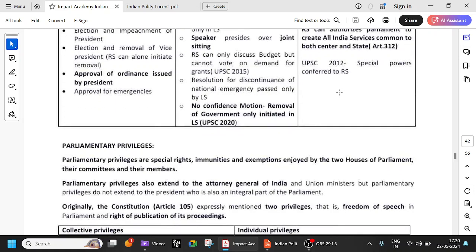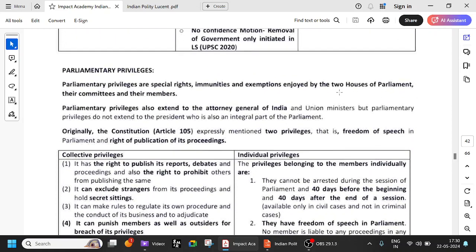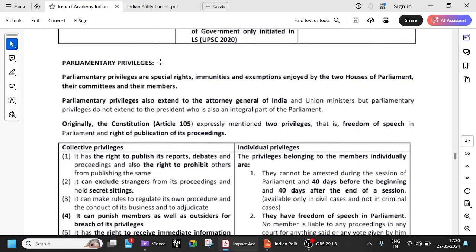So, let us quickly look at the parliamentary privileges also. Parliamentary privileges are special rights, immunities, and exemptions enjoyed by the two houses of the parliament, their committees, and their members. Parliamentary privileges also extend to the Attorney General of India. Remember this. So, the Attorney General also has parliamentary privileges. That means special rights, immunities, and some exemptions.